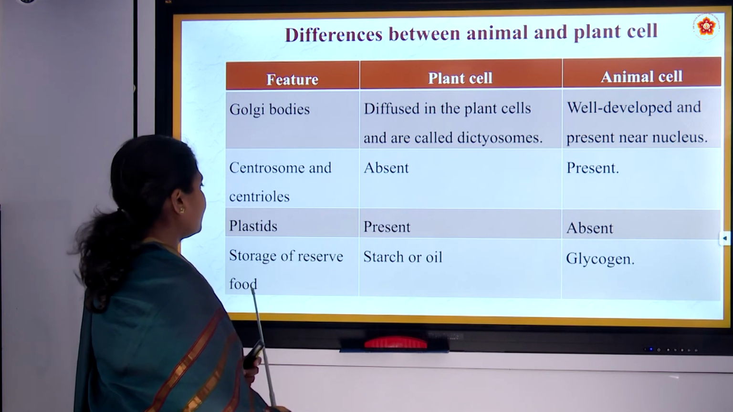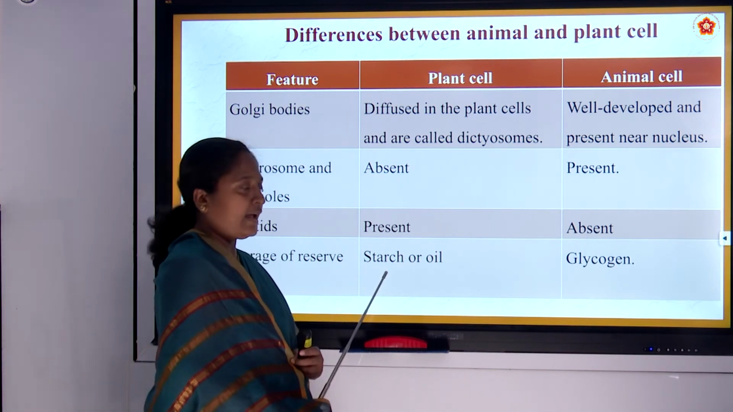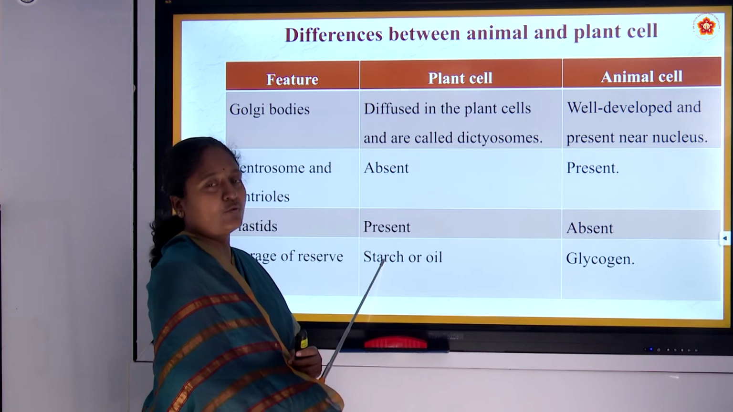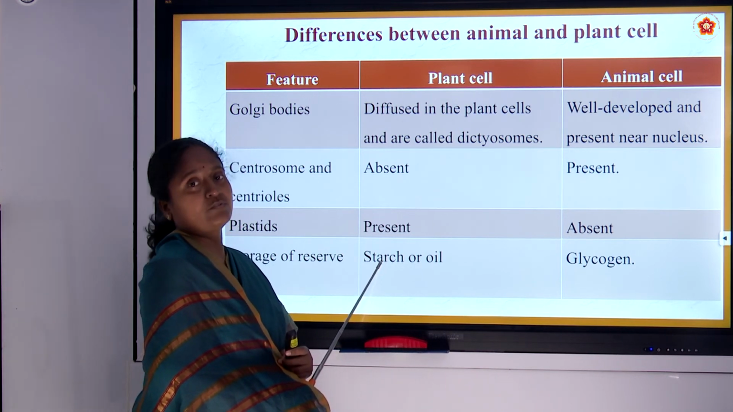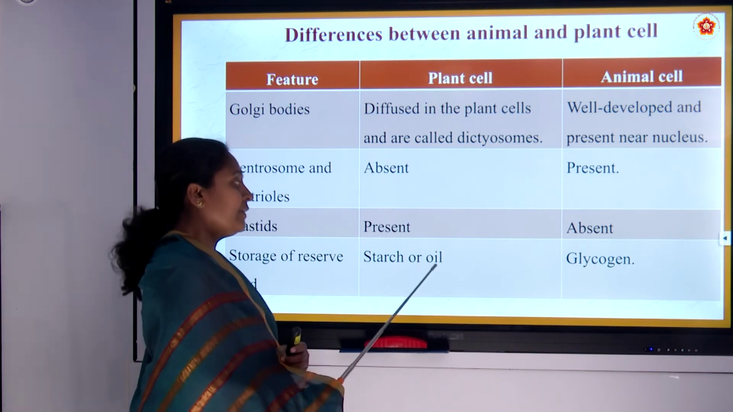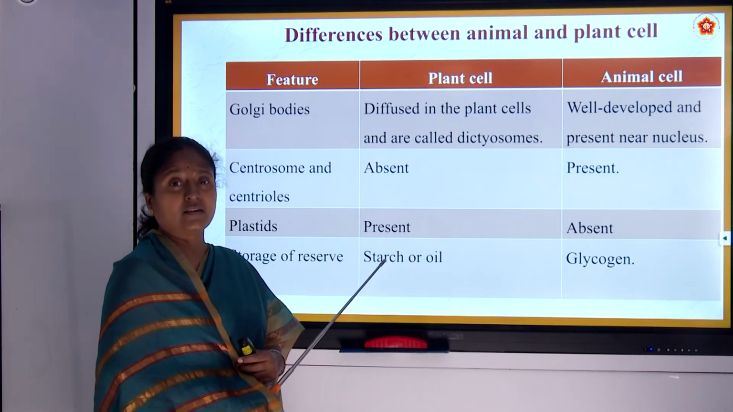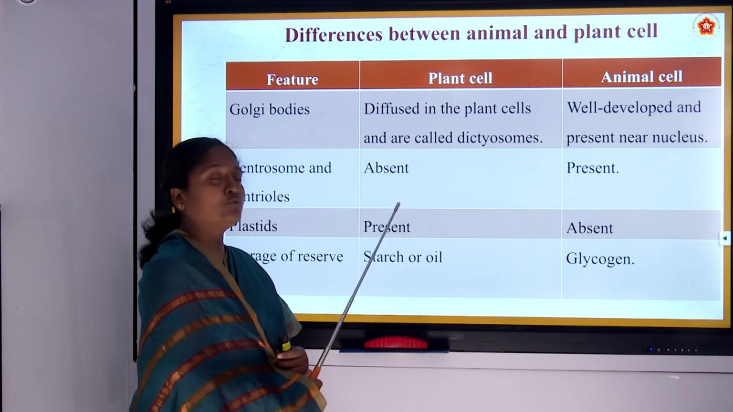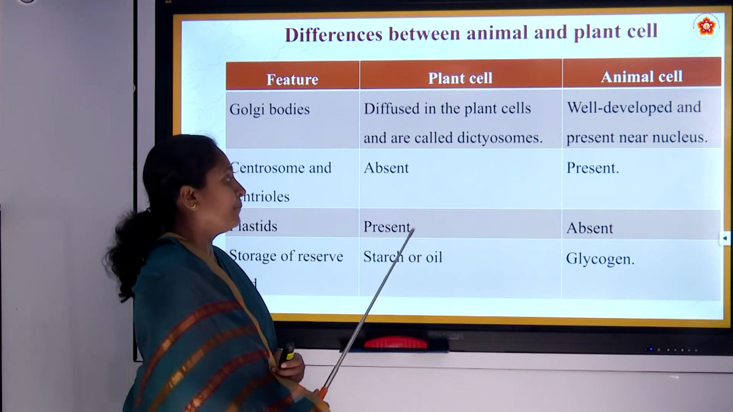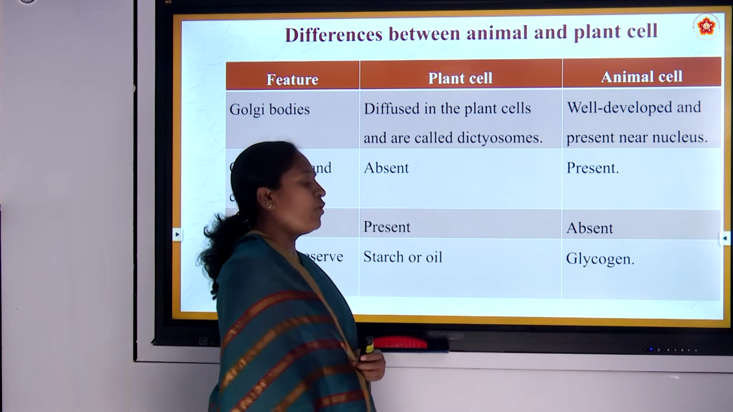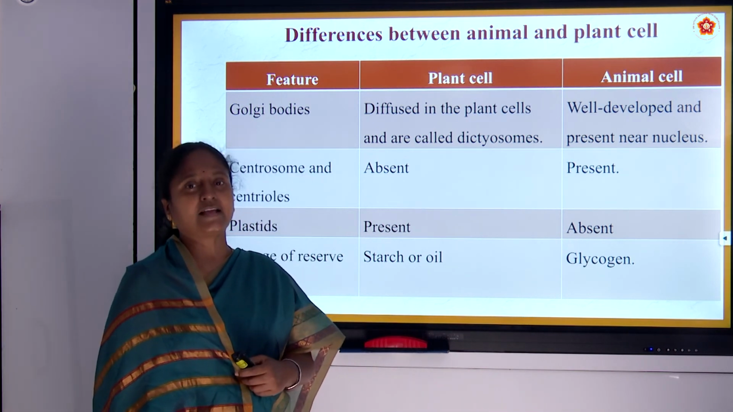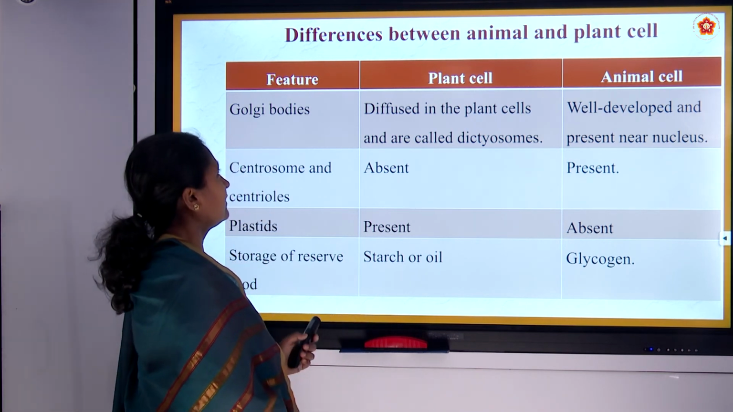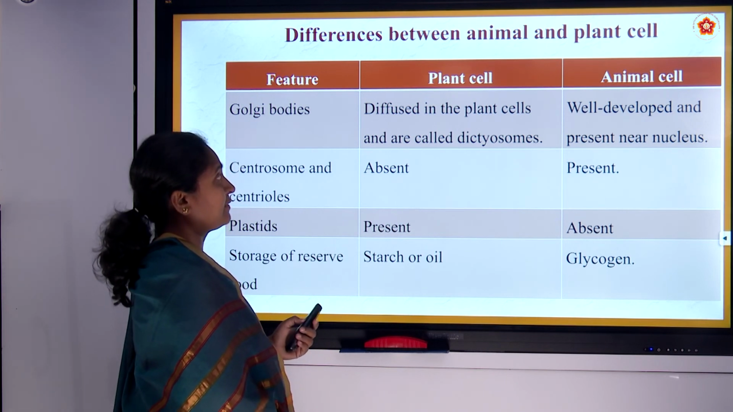And the storage reserve food material is starch in plants, and some oil also gets stored. We can see in potato, starch is getting stored, or in any vegetable or food grain, we can see the starch is getting stored, right. Oil is stored in oil seeds like groundnut, right, sunflower seed, all those things will have more amount of oil, right. So that is one of the storage characteristics of a particular plant. But in animals, the storage carbohydrate is known as glycogen. Mostly glycogen is stored in the liver tissue of an animal. So these are some of the differences between plant cell and animal cell.